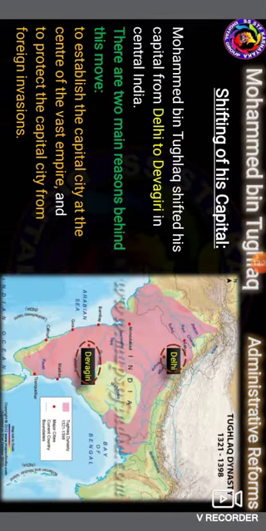And the next administrative reform was the shifting of the capital. Muhammad bin Tughlaq shifted his capital from Delhi to Devagiri in central India. There were two main reasons behind his move. The first was to establish the capital city at the center of the empire and to protect the capital city from foreign invasion. So this is one reason he moved the capital from Delhi to Devagiri.